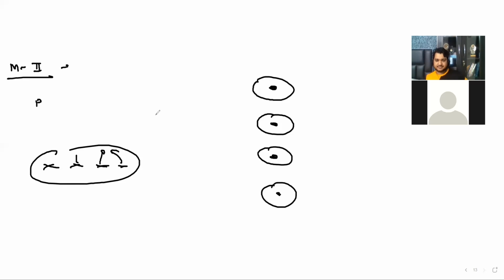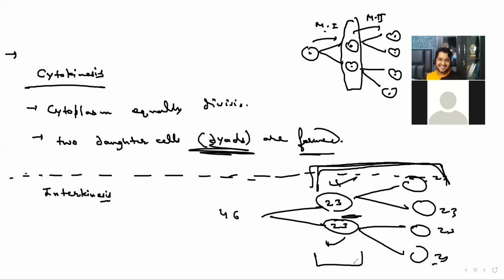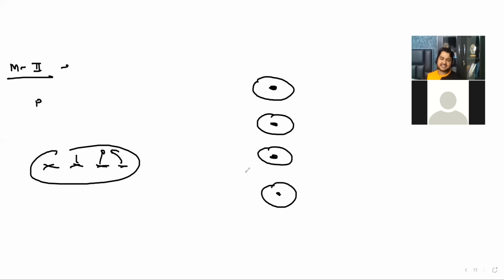Technically, it's six, but it's actually four. Technically it's six. Why? You are also considering these two, right? Those two don't count, because they are converting into the four. Technically it is six, but actually it is total four because two are converting into the four. Okay, and cytokinesis, you know it very well. Complete division of the cytoplasm, right?